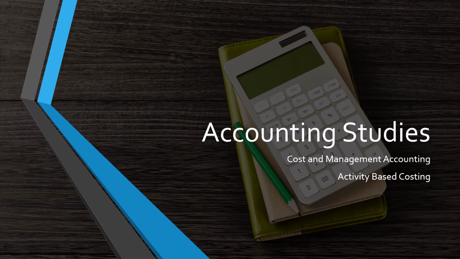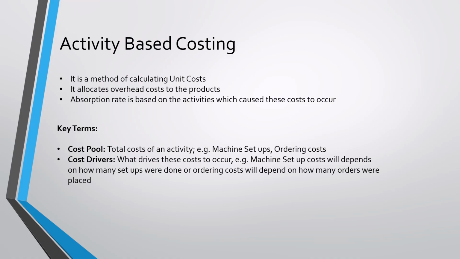It's a topic in cost and management accounting. It's also known as the ABC method of calculating unit cost. Activity-based costing is a method of allocating overhead cost to a product. Unlike absorption costing, this method looks at cost caused by different activities and how much of these activities were used by the product in question.